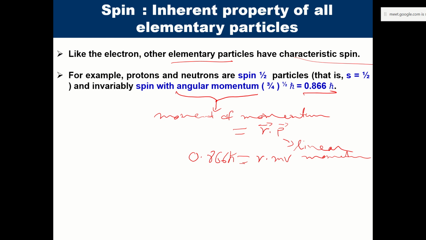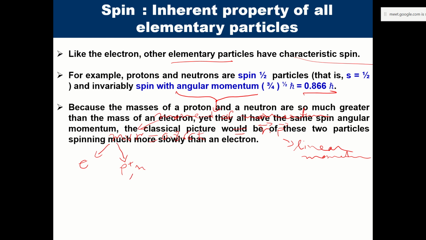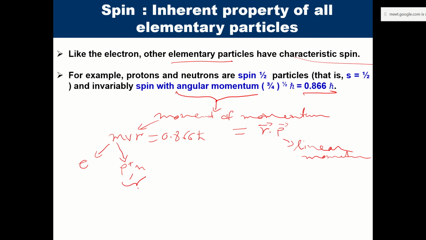So in other words, what we have now learned is that mvr, the angular momentum, is 0.866 h cross. So m for electron is different, m for proton and neutron is different, right? If the mass of the electron is m, then this will be like 1800 mp. The mass of a proton is something like 1800 times the mass of an electron. So what does this tell you?